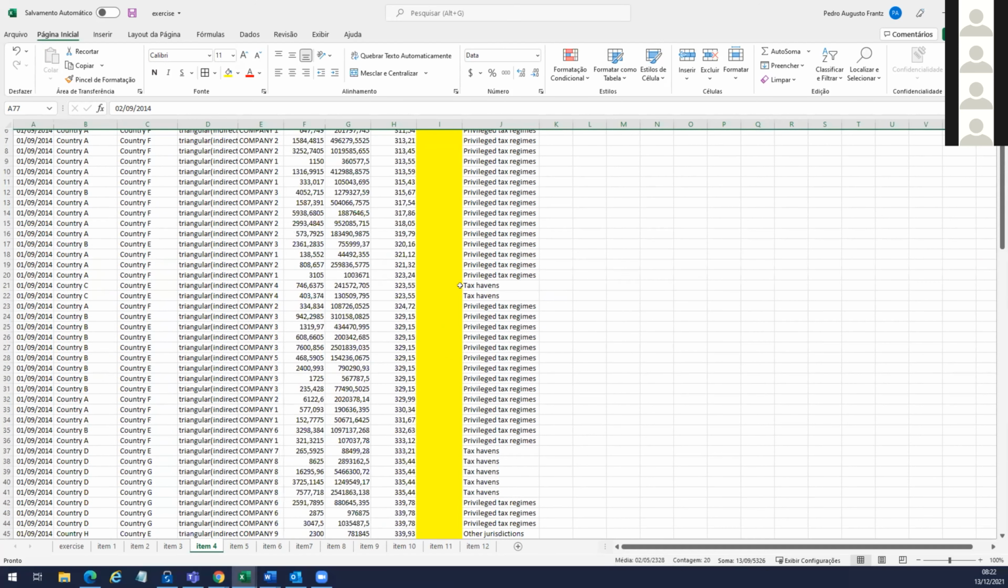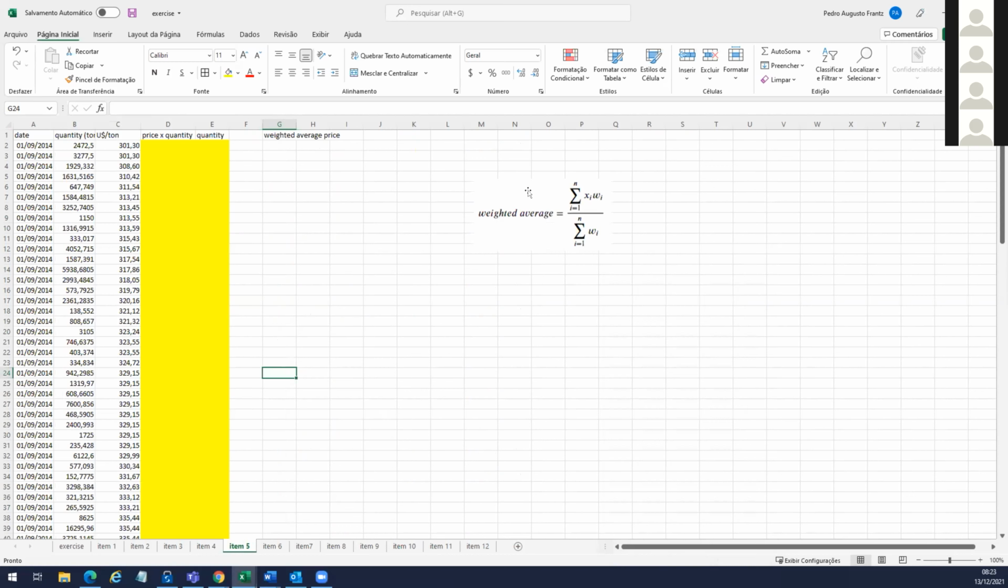Item 5. Calculate the weighted average price by day. Look at this formula, weighted average. When we use a simple mean, we don't need this formula. We only divide the sum of ton by quantity. But for a weighted average, we use the sum of quantity versus price, divided by the sum of quantity.